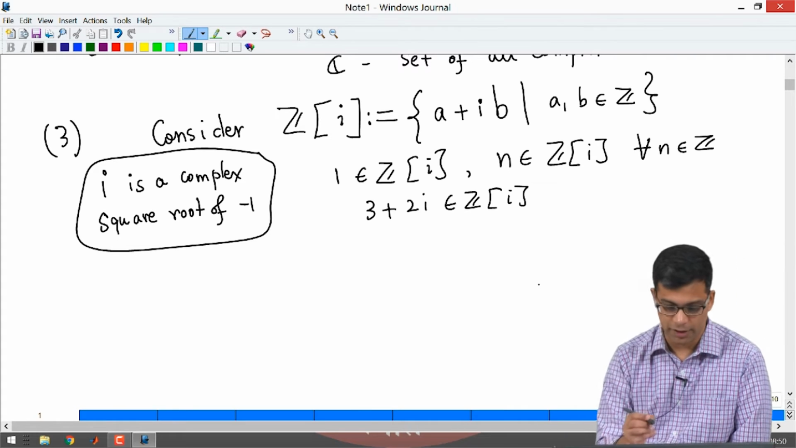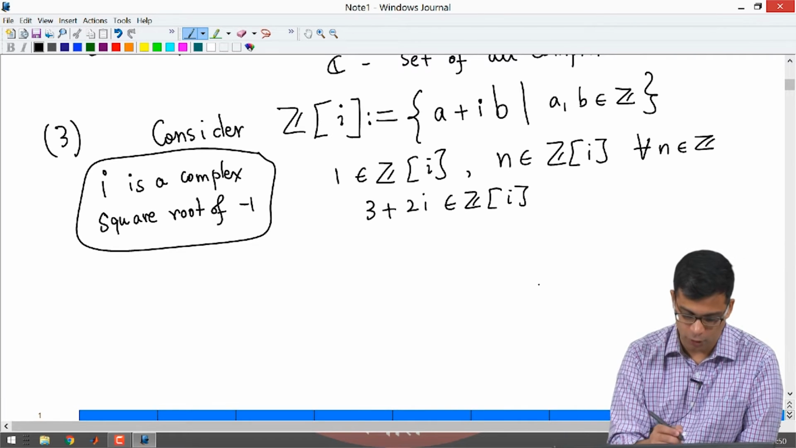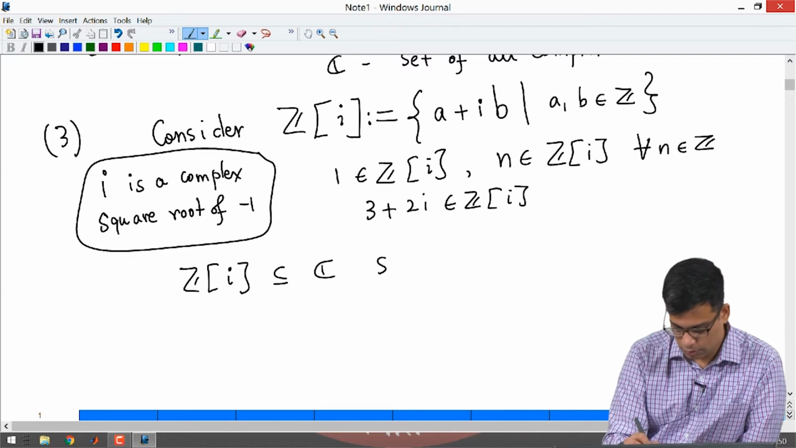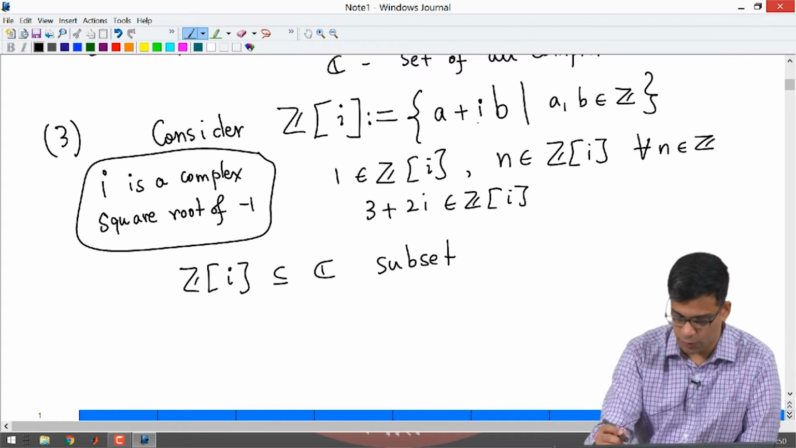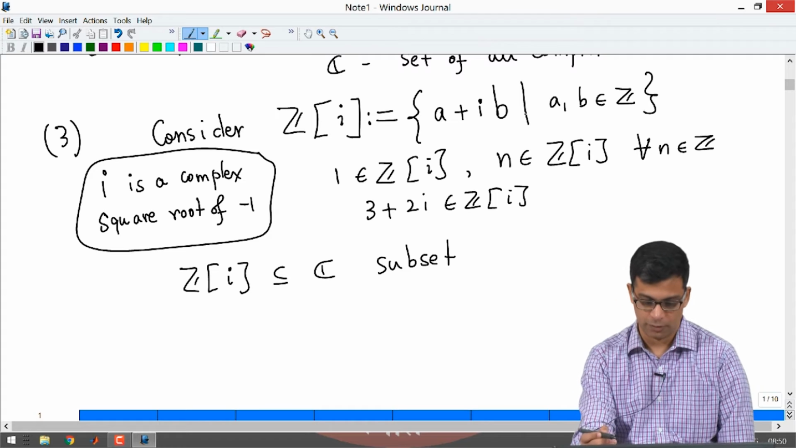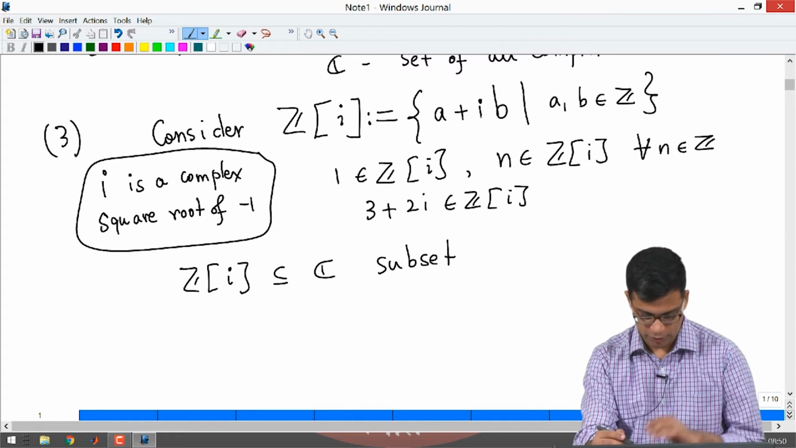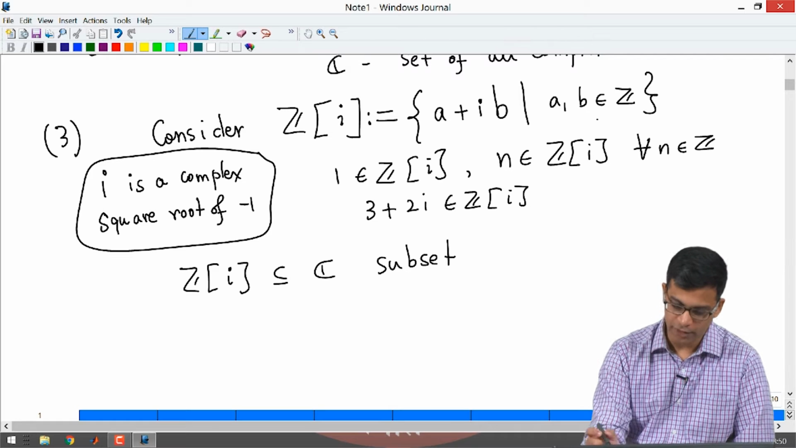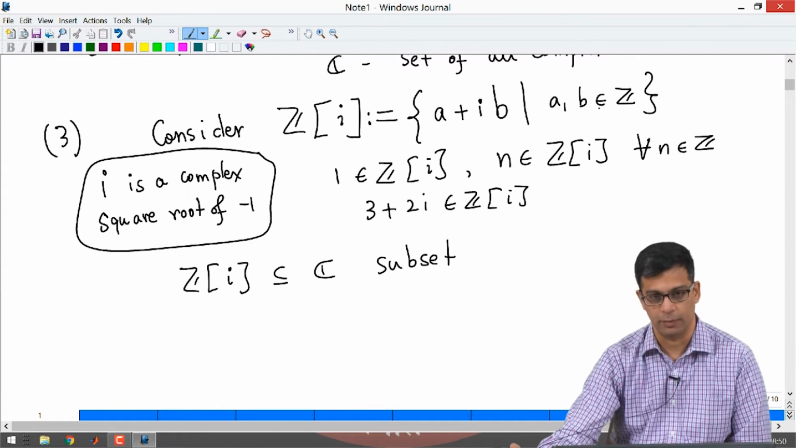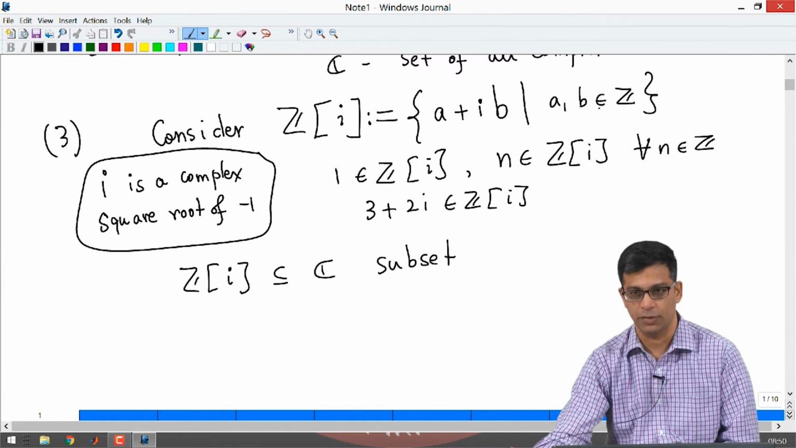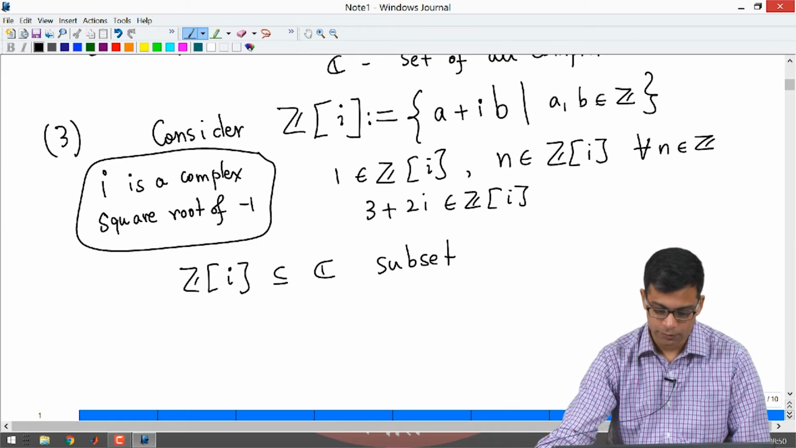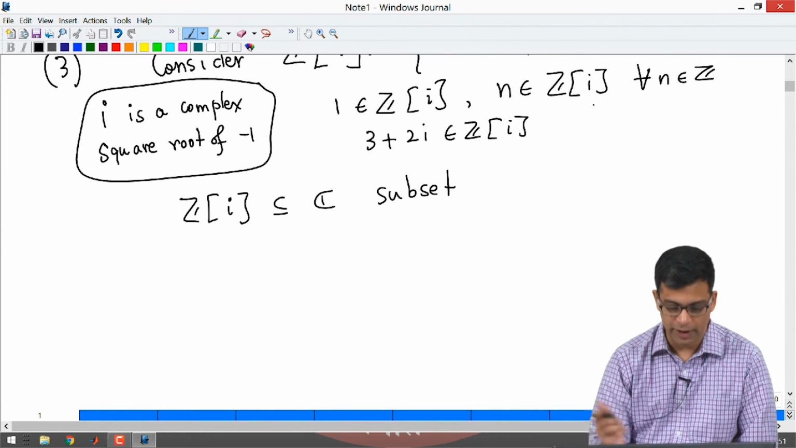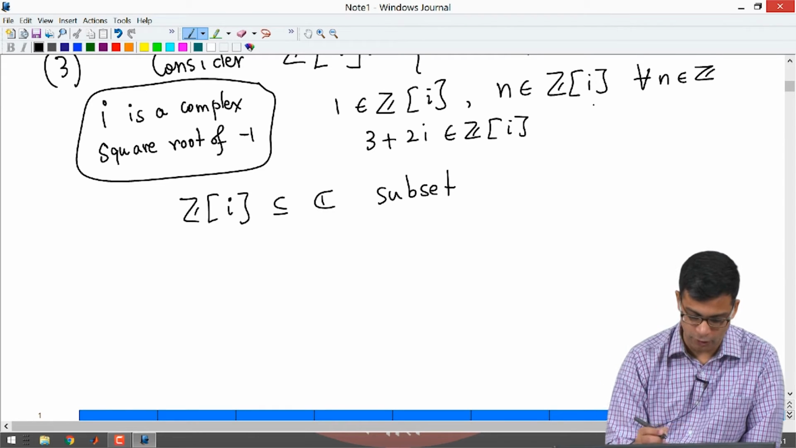We understand this is a subset of complex numbers, because a plus ib is a complex number. Only we are restricting a and b to be integers. In general, a and b are any real numbers, that way you get any complex number. Now, we want to only look at a and b being integers. So, it is a subset. I want to think of this as a ring later on.